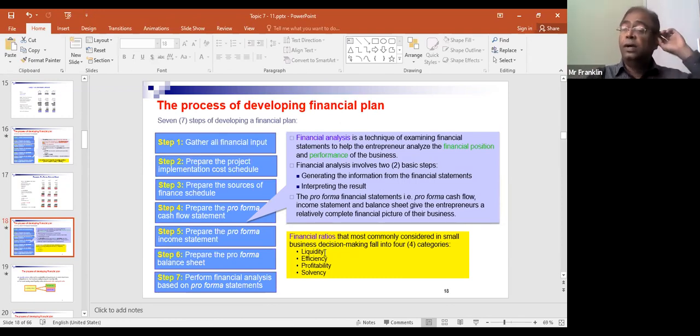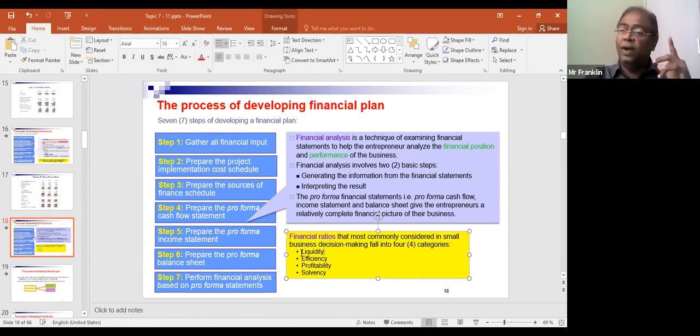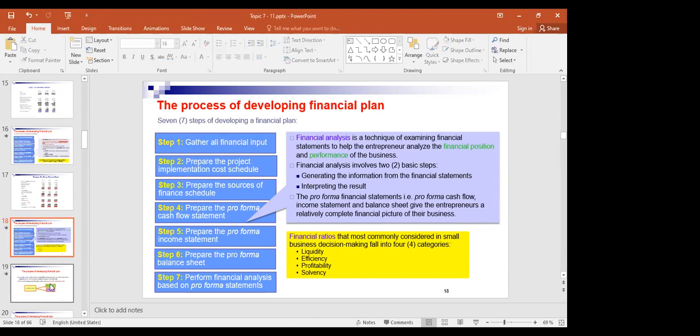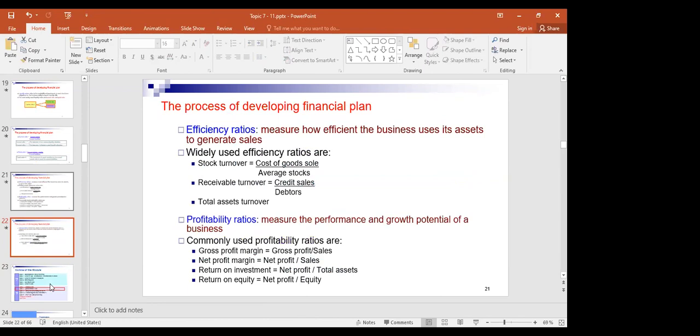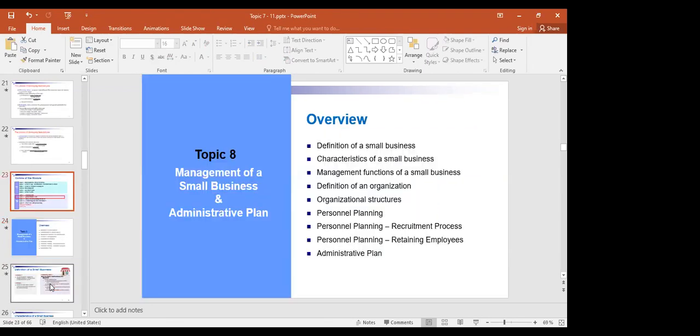Now, we don't have the time to go through the efficiency, profitability, and solvency ratios. But in your business plan, I would like you to do at least one ratio, the liquidity ratio. I think that's the most important thing. You don't have to do all of these, but you can read through them for your knowledge. Is it clear what you learned today? Yes, sir. Clear.